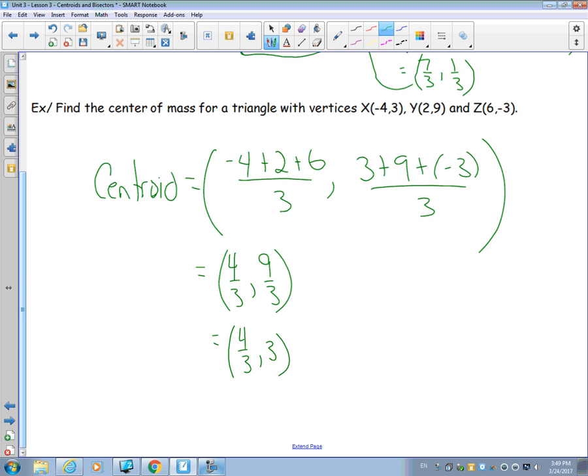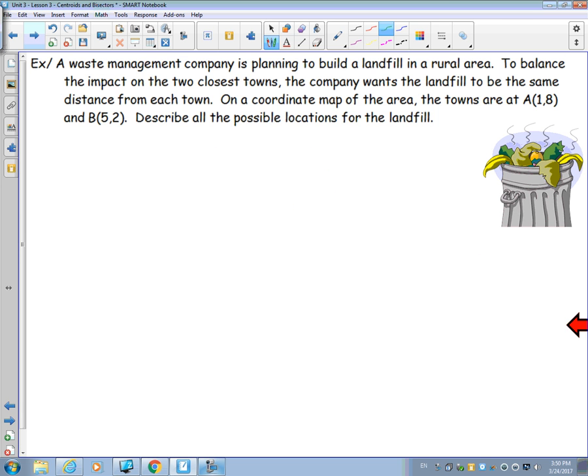And I prefer just leave it as a fraction. Don't worry about writing out 1.33333 because the more exact version is a better version. Okay, no fractions. And as you come across the word centroid or center of mass, shortcut. That's what you're doing. All right, last idea for today.